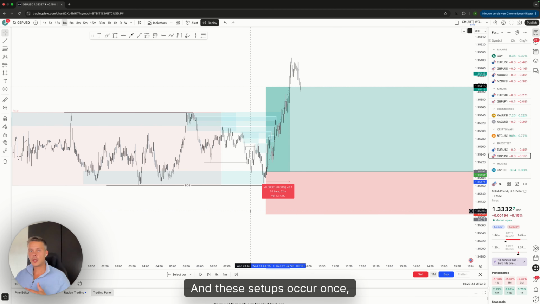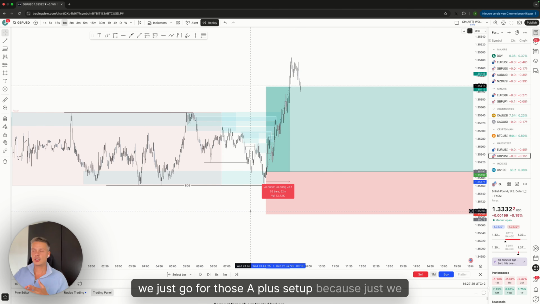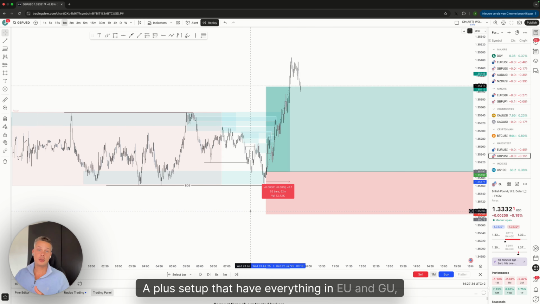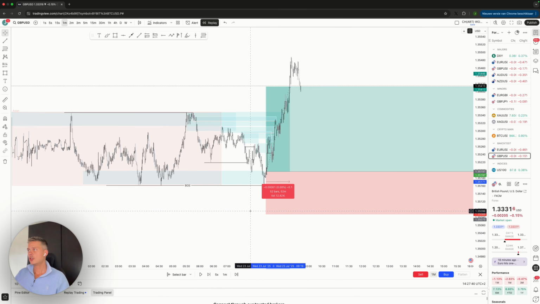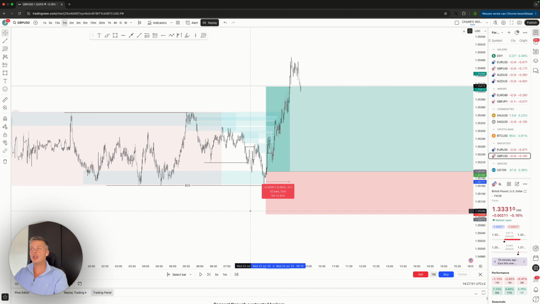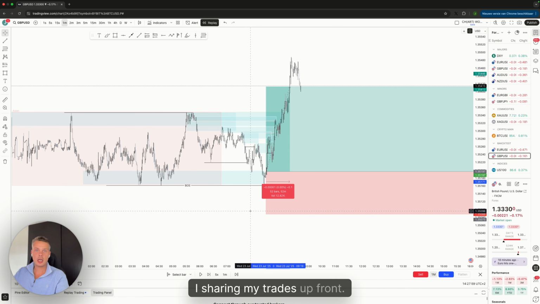And these setups occur once, twice, sometimes 3 times a week, but we just go for those A plus setups because we need to stick to A plus setups that have everything, and EU and GU give those opportunities some a week. So yeah, if you want to learn how I trade, if you want to learn to take the same trades, to have the same vision on the market, because my vision is go against the majority, against the herd, and you can see obviously that it works. I am profitable. I'm making consistent money with this. I'm sharing this with students. I'm sharing my trades upfront, so everyone can take the same trades.